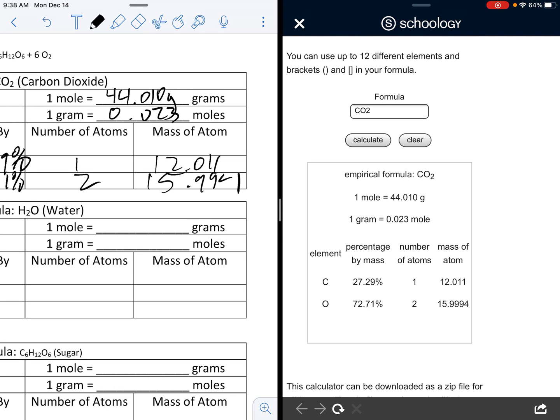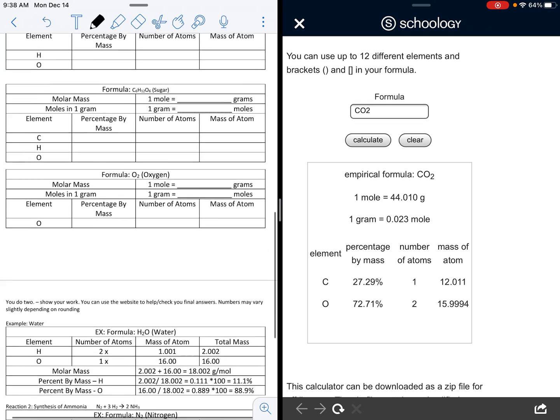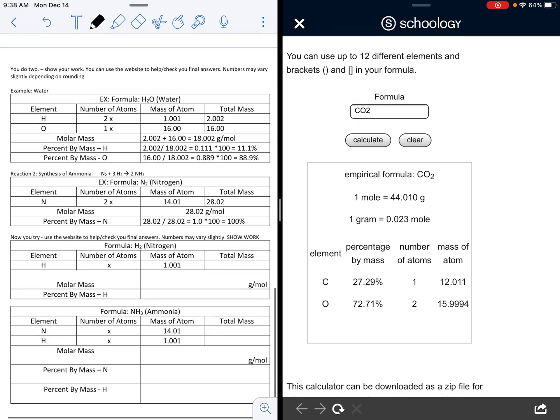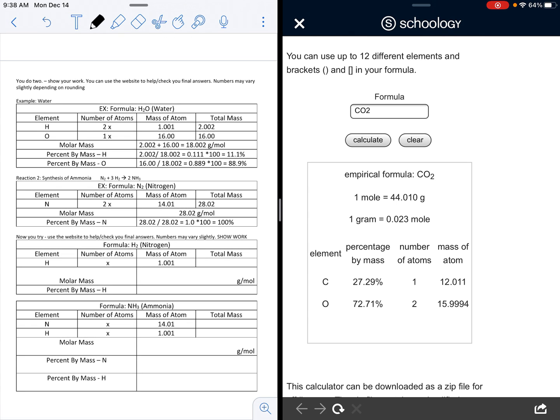Okay, and then you're basically just doing that for all the compounds in here. It's doing the molar mass calculation for you. It's doing the percent composition calculation for you. Okay? And then in our second one, you're going to do 2 of these. You're going to do the molar mass and percent composition for each of them.